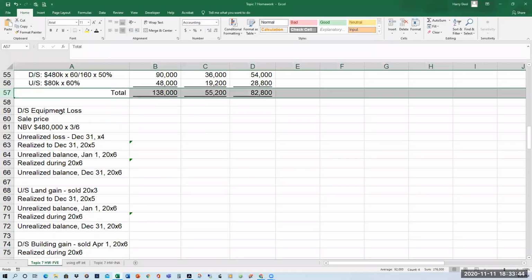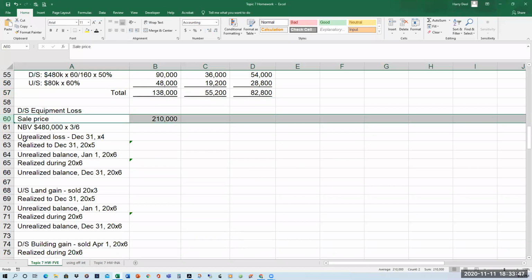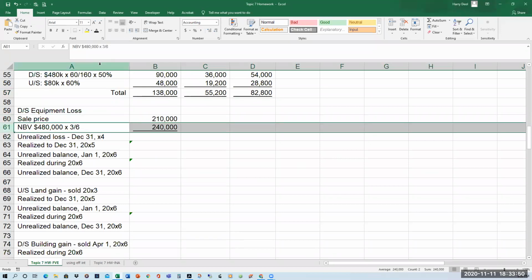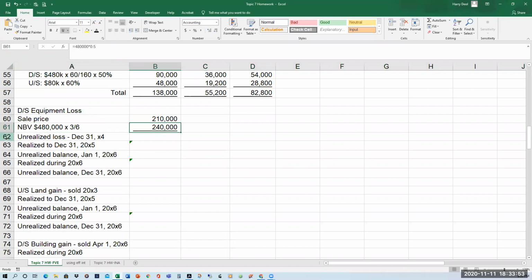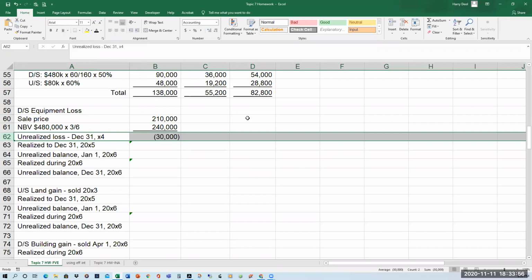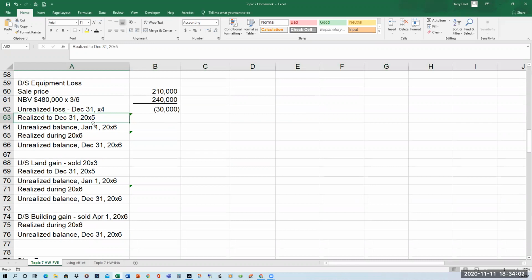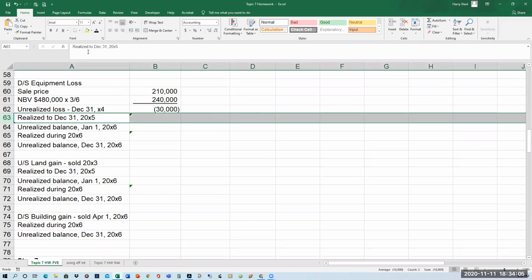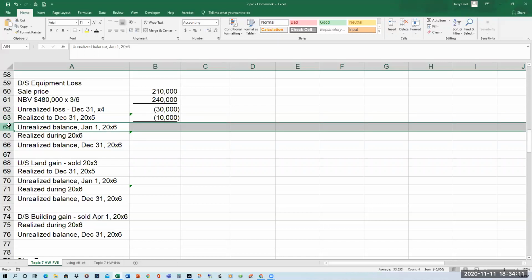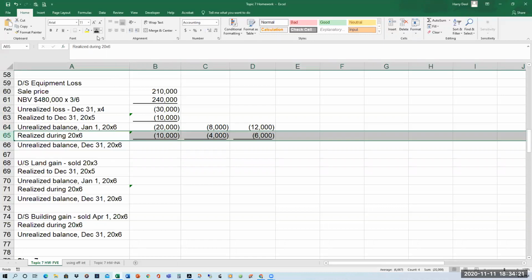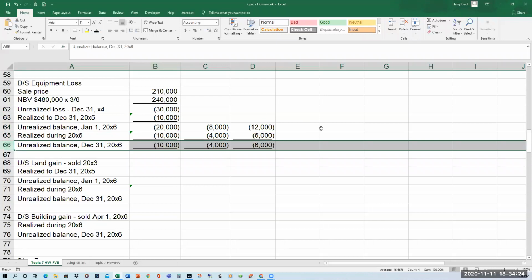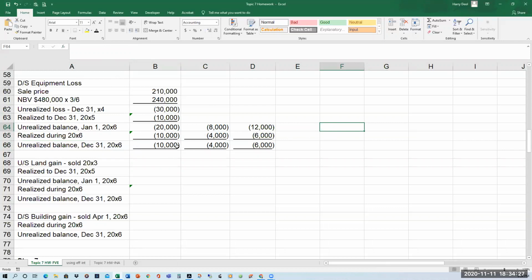So here we have the sale price of 210,000, and the net book value is 240,000. So we have an unrealized loss of $30,000. From December 31st, 2004 to December 31st, 2005 is 1 year. So 1 year's worth of the loss will have been realized up to the end of 2005. So the amount of the unrealized loss balance on Jan 1st, 2006 is $20,000. During 2006, another 10,000 will have been realized, leaving us with an unrealized balance of $10,000 at the end of 2006.